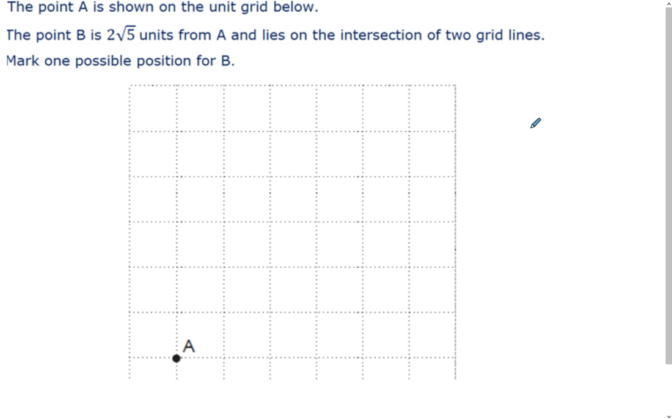Okay, so you can tell that you've got point A there. I just want to sort of sketch it.